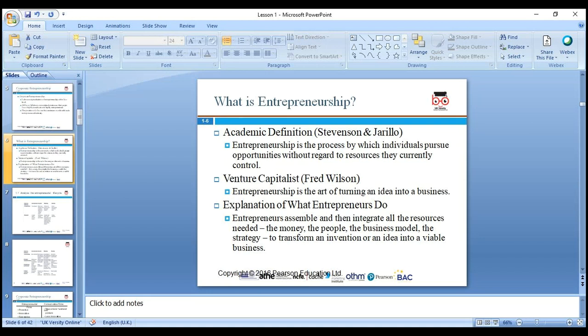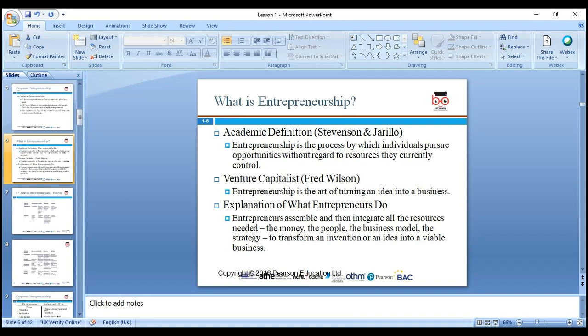So venture capitalists say that entrepreneurship is the art of turning ideas into business. Human beings have so many ideas, but it's really crucial to put the ideas into action. That is very important, so we need to be focused.